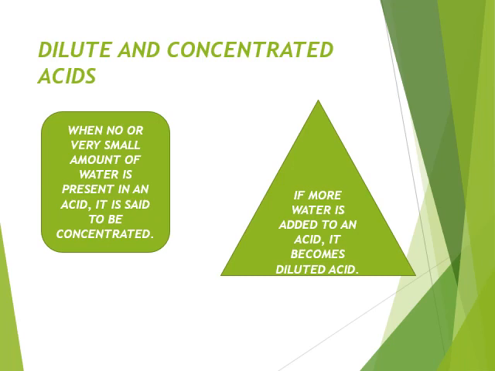So to define dilute and concentrated acids, we can say that when no or very small amount of water is present in an acid, it is said to be concentrated acid. And if more water is added to an acid, it becomes diluted acid.